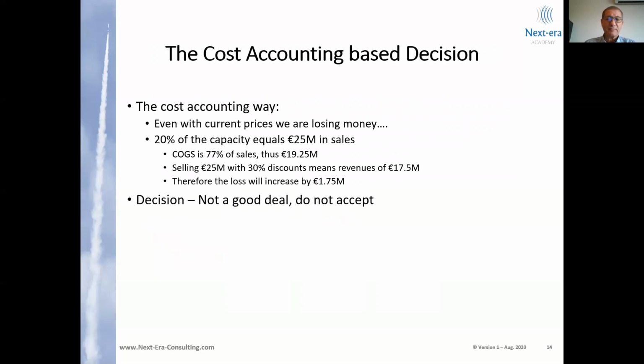Now let's evaluate it. The first thing people will say: even with the existing prices, we already are losing money, so 30% lower prices, it is insane. 20% of the capacity in terms of potential additional revenues at regular prices, not discounted prices, is 25 million euros in sales. As cost of goods sold is 77% of sales, it will be 19.25 million euros. If we sell 25 million euros with a 30% discount, it means we are selling it for 17.5. 17.5 minus 19.25 will bring a loss of 1.75 million euros. Therefore, with all due respect, this new additional opportunity is not a very good one.